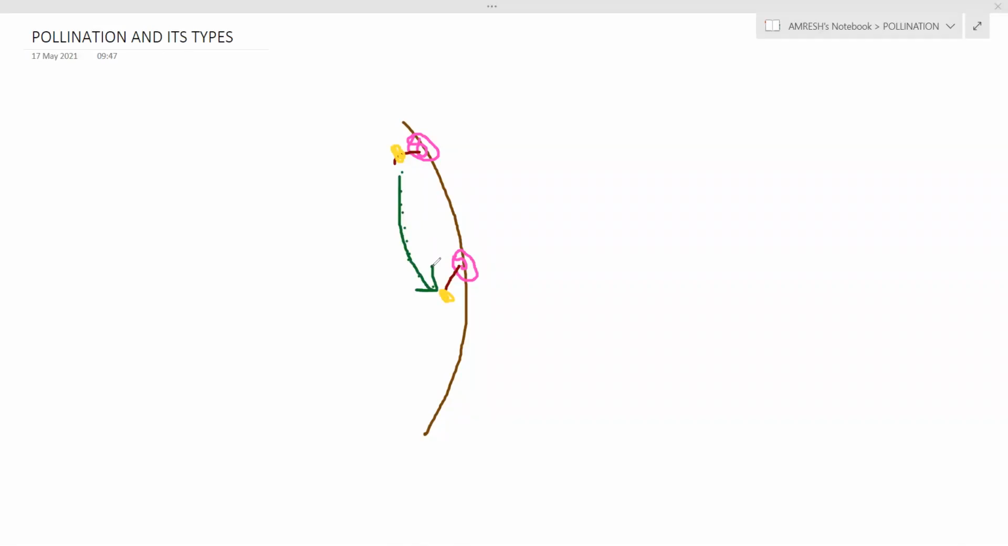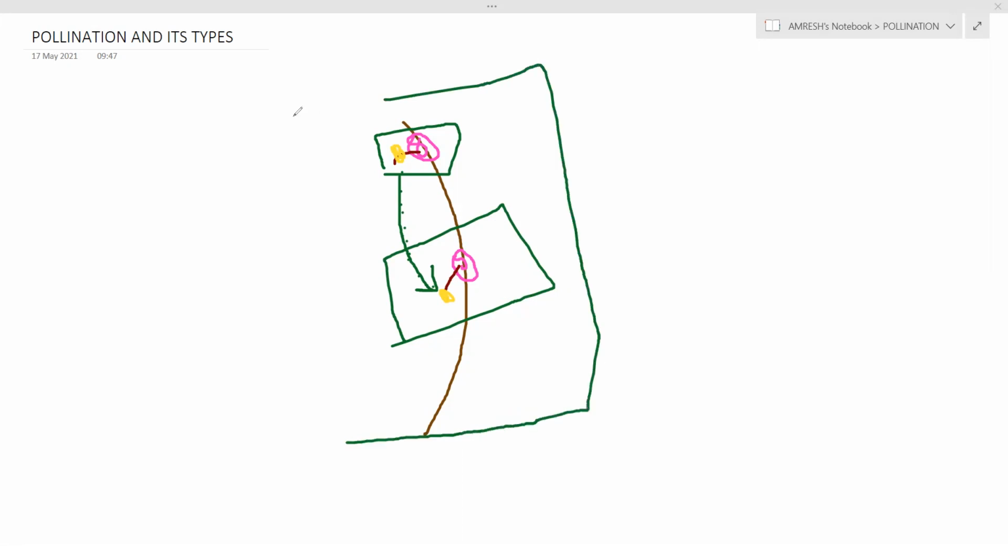Now, next is cross-pollination. Understood? Self-pollination, I think you have understood. Again, self-pollination means the transfer of pollen from anther of one flower to the stigma of another flower of the same plant. You see, one plant. I have not exchanged the plant. The plant is one, I just changed the flower. Different flowers are there, but the plant is only one.